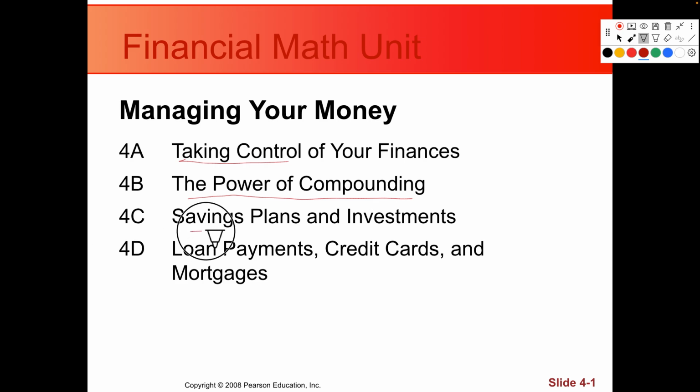Today we're going to talk about savings plans and different types of investments, how they work and how they get you there. Then Monday, we'll talk about loan payments, credit cards, mortgages and those sorts of things. So the 2 sides of your financial future. Savings, so you get money working for you. Borrowing is using other people's money to accomplish things. You might not have enough money to buy a car, but you need a car to get to work, so you take a loan.